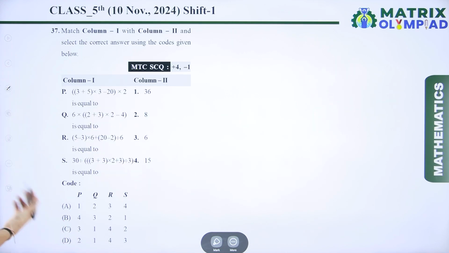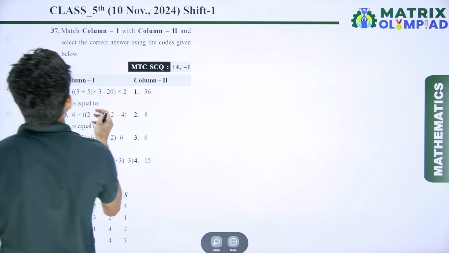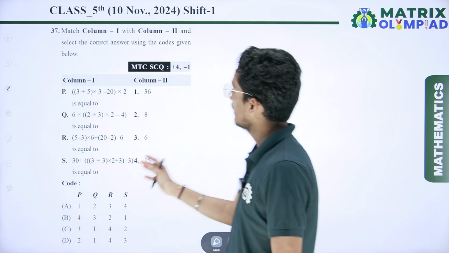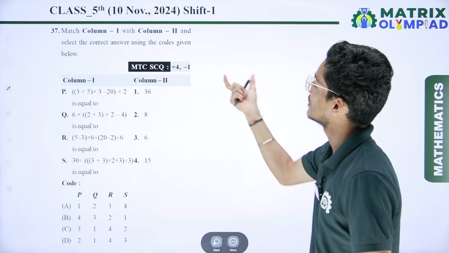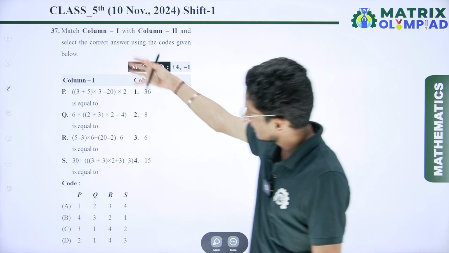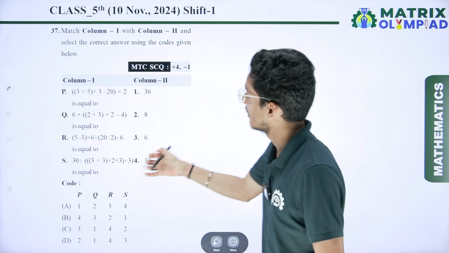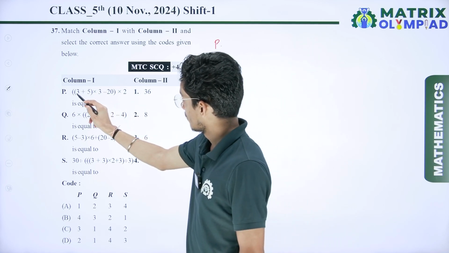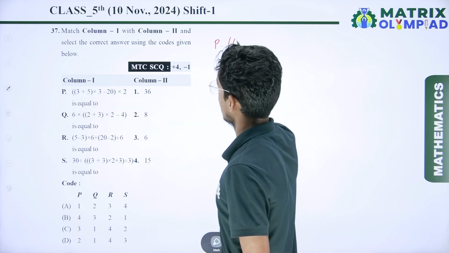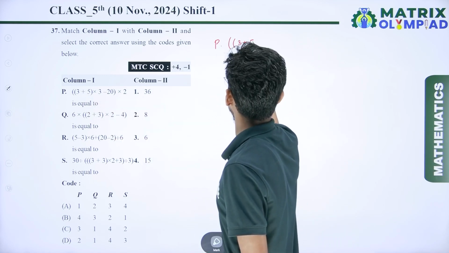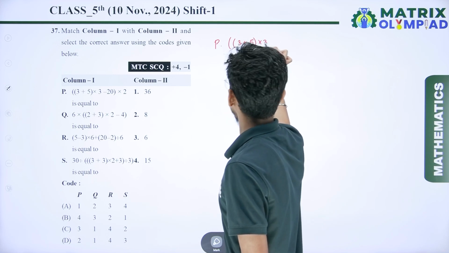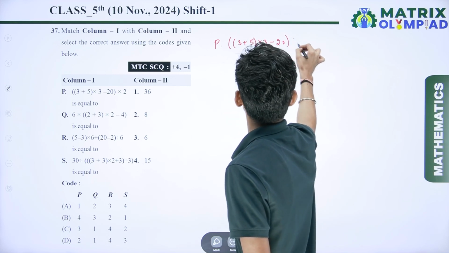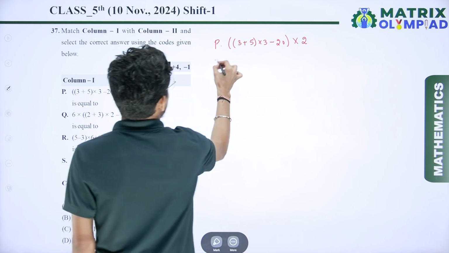Now the next question is again based on matching column 1 and column 2 and selecting the correct answer using the code given below. Here again we have column 1 and column 2, and we have to simplify. First P, that is bracket 3 plus 5 multiplied by 3 minus 20, bracket close, multiplied by 2. We just have to simplify it.